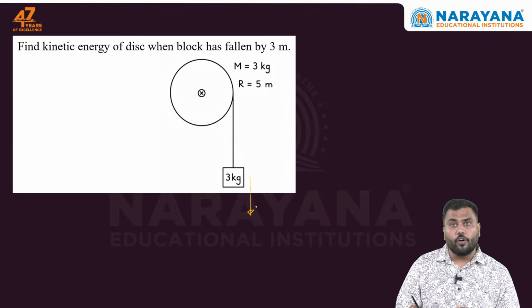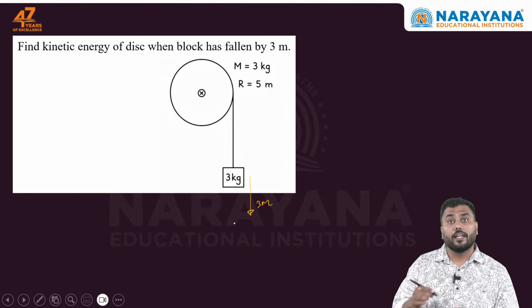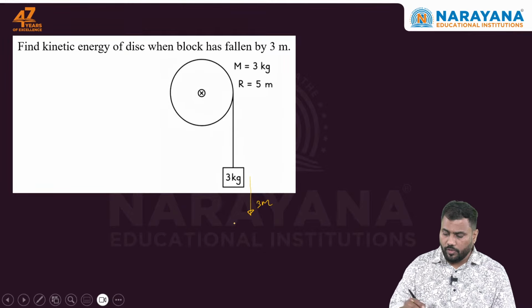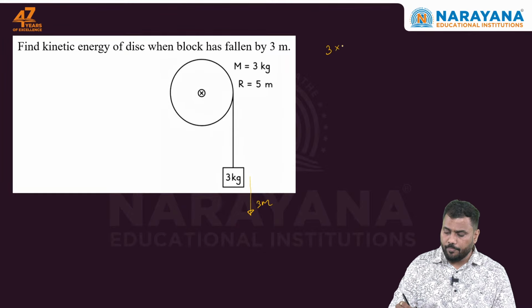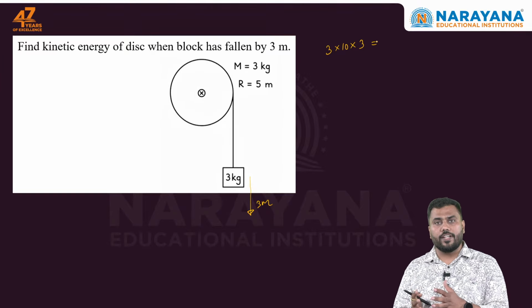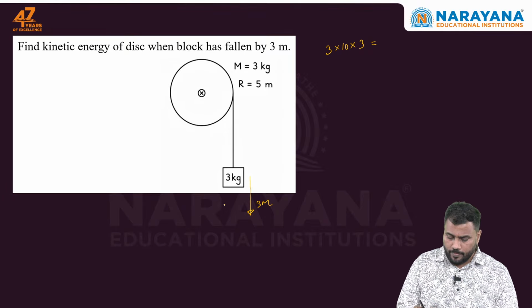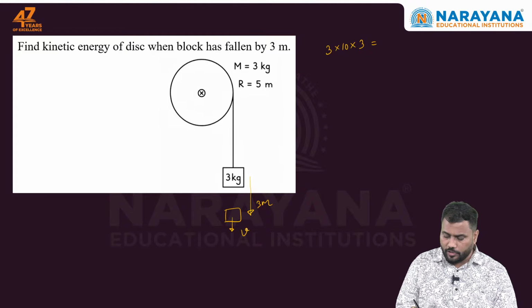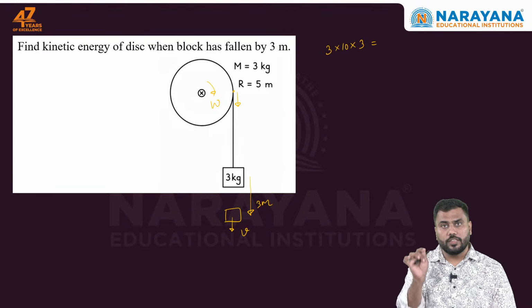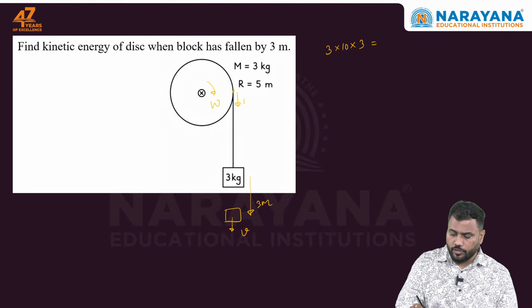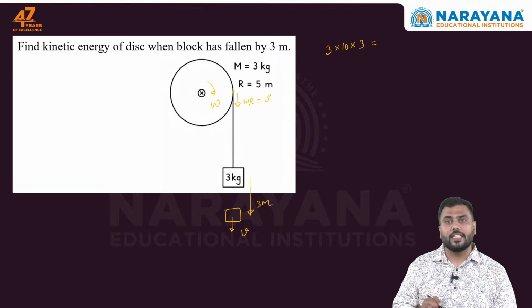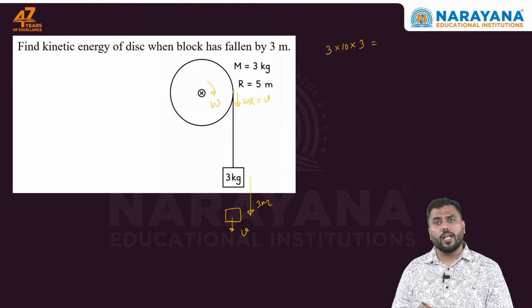When this mass is falling down by a distance of 3 meter, gravity will do work on this. So the work done by gravity I can write as m g h. h is 3 meter here. The total work done by gravity should be giving the kinetic energy to this disk plus kinetic energy to this mass. If the mass here is having a velocity v and the disk has angular velocity omega at that instant, the velocity of this point where the string is in contact with the disk has to be omega r, and that should be the same as the velocity of the mass. So omega r is v.